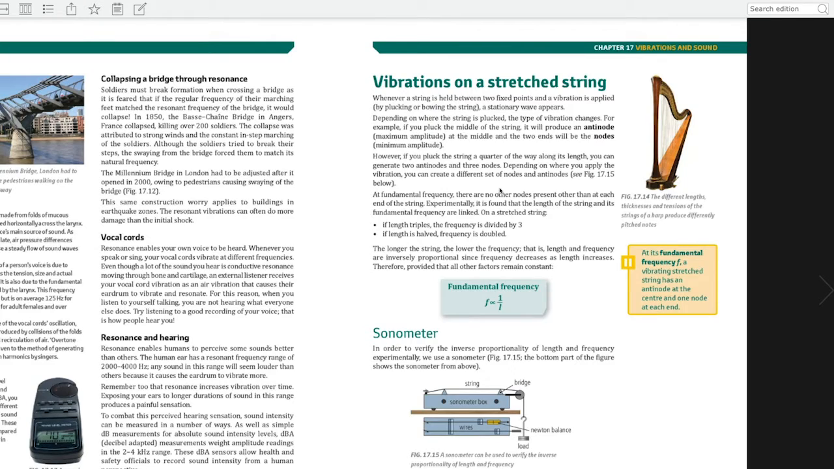And finally then, in this chapter, we will look at vibrations in stretched strings and in columns of air. The sonometer is a device you'll use in an experiment to see how the frequency of a string depends on length. But we will be using the formula, which we will see.